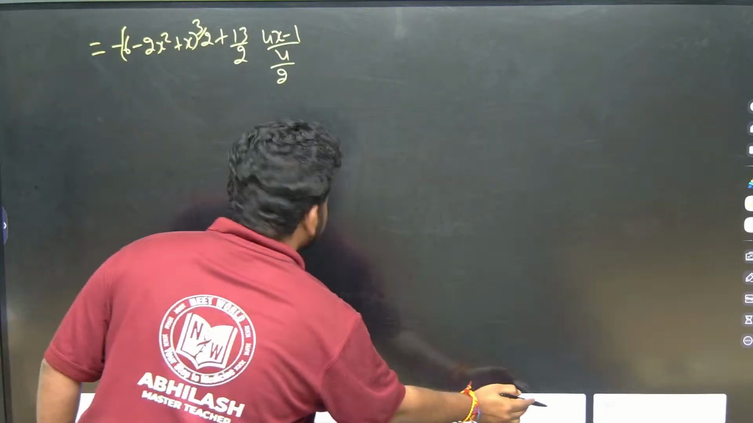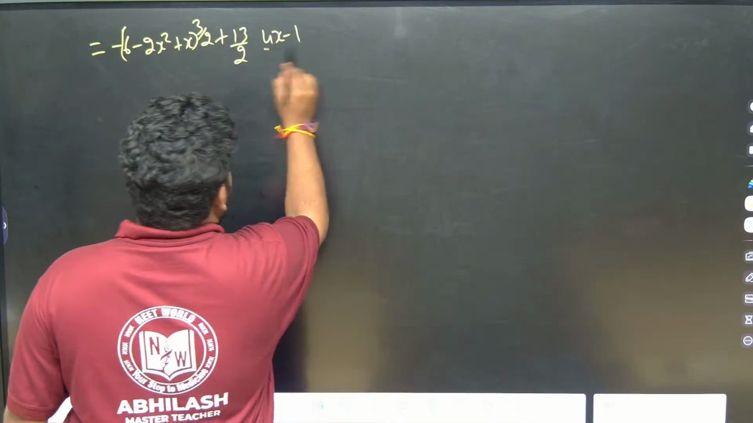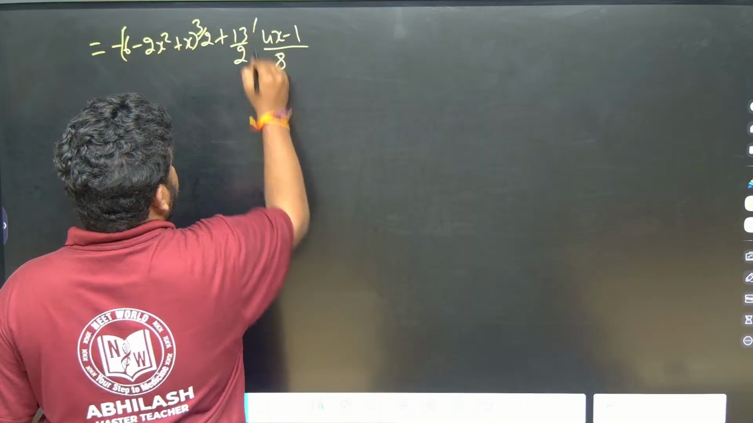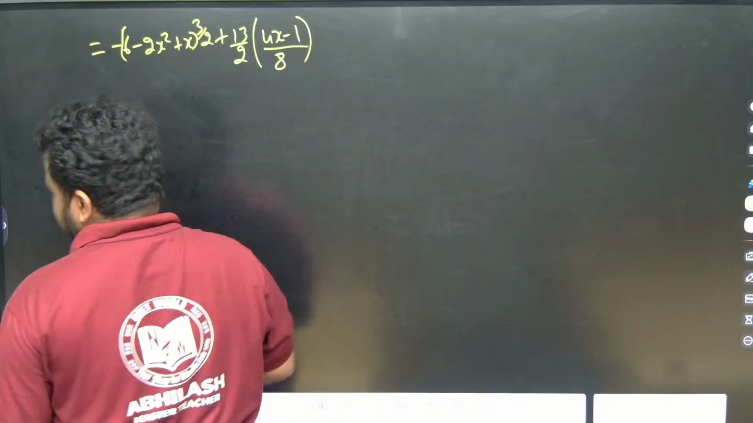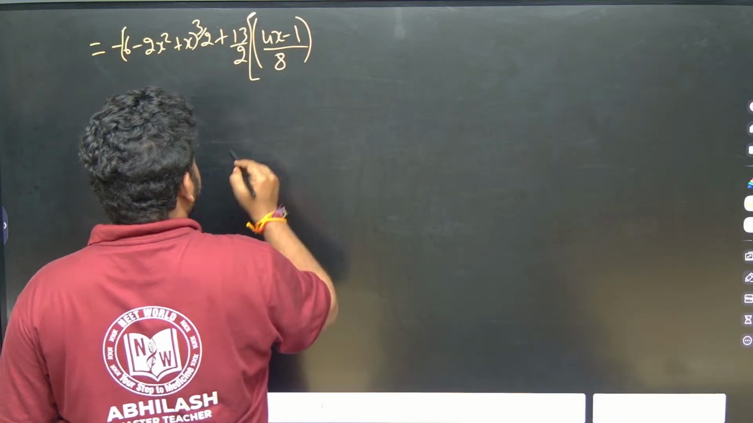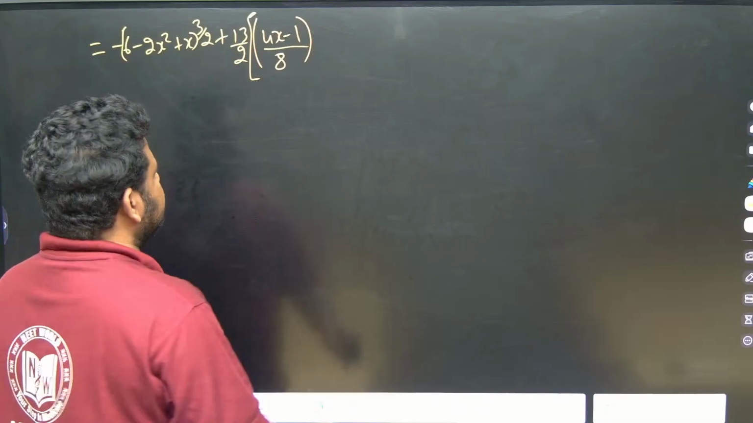So let me write it here only. 4x minus 1 by 4, 4 by 2 means 2 will come up. This will be equal to 8. Let 13 by 2 be outside, into x by 2, into a square minus x square.